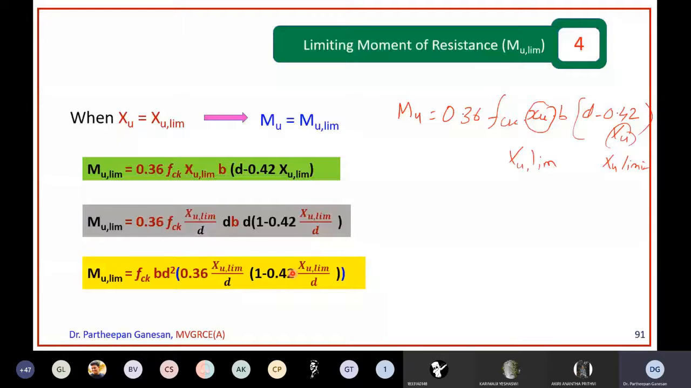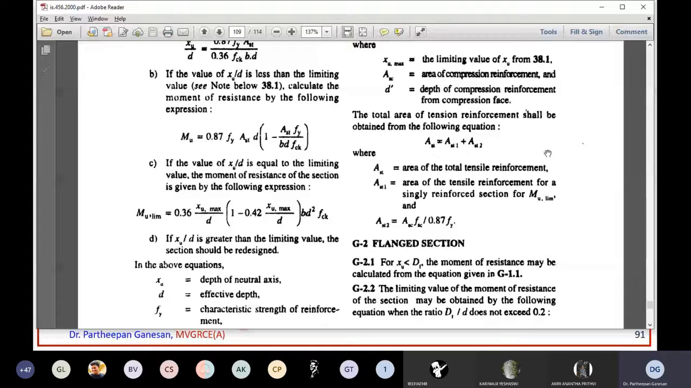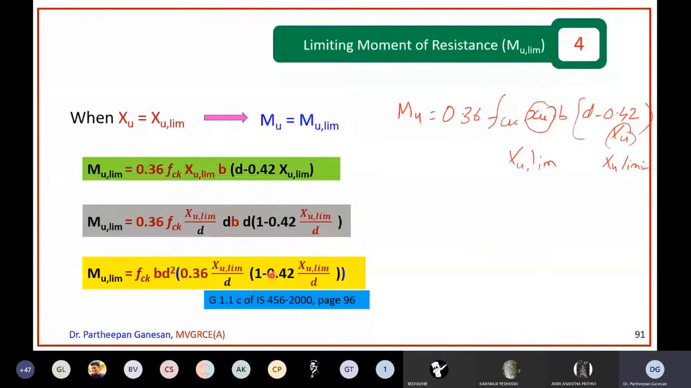Okay, so if you see in your page number 96 again, this is the equation given. MU limit is equal to 0.36 Xu max by D into 1 minus 0.42 Xu max by D into BD square FCK. The same thing we have derived now. To find out the limiting moment of resistance, you will be using 0.36 Xu max by D into 1 minus 0.42 Xu max by D into BD square into FCK. So that is this formula.